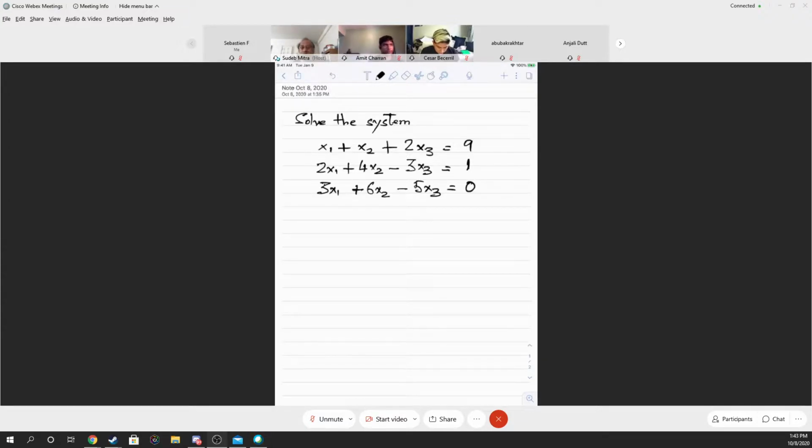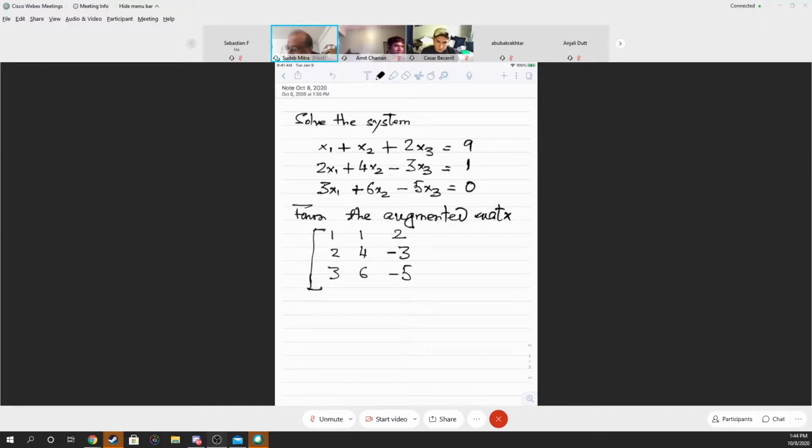Okay, so what you do, you form the augmented matrix. What's the augmented matrix? You take the coefficient matrix 1, 1, 2, 2, 4, minus 3, 3, 6, minus 5, and then take this column, 9, 1, 0.